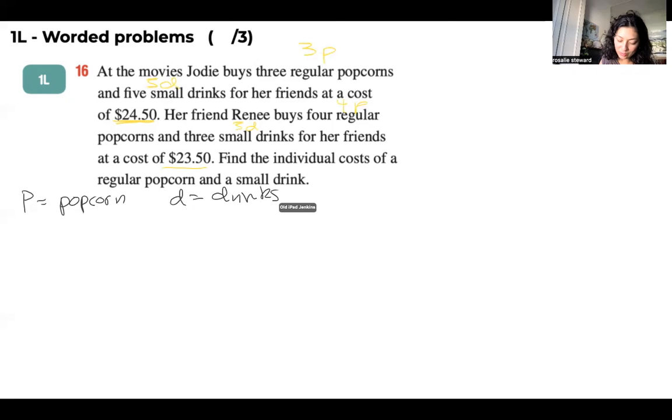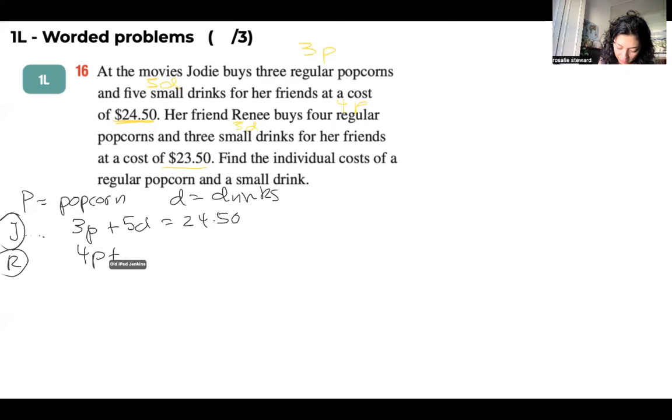2 equations. So the first one here, Jody. J is not part of the equation. It's just what we're calling that equation. So we can call that J. She got 3P plus 5D equals 24.50. And Renee has gotten 4P plus 3D equals 23.50. Okay. Now, what do we do?